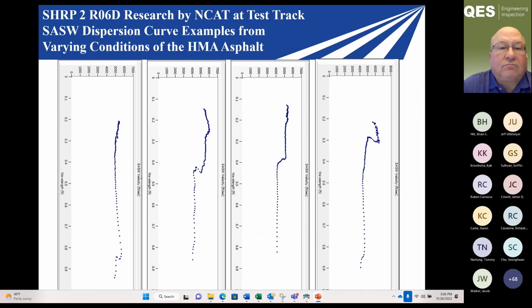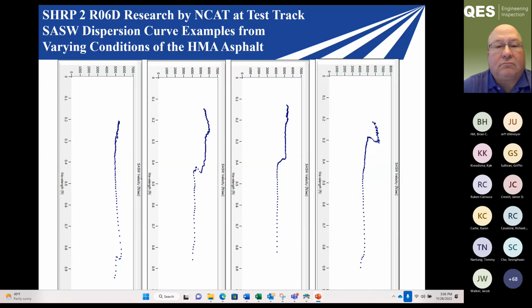Next slide. These are some example depth profiles from that NCAT track with varying conditions. The one on the left being the sound condition, fairly constant velocity with depth into the pavement. And then progressively worse as you move to the right with drops in velocity. The two in the middle are around 0.4 of a foot, so around 5 inches or so. And then the one on the far right is a shallower, more severe, larger drop in velocity at 3 to 4 inches down.